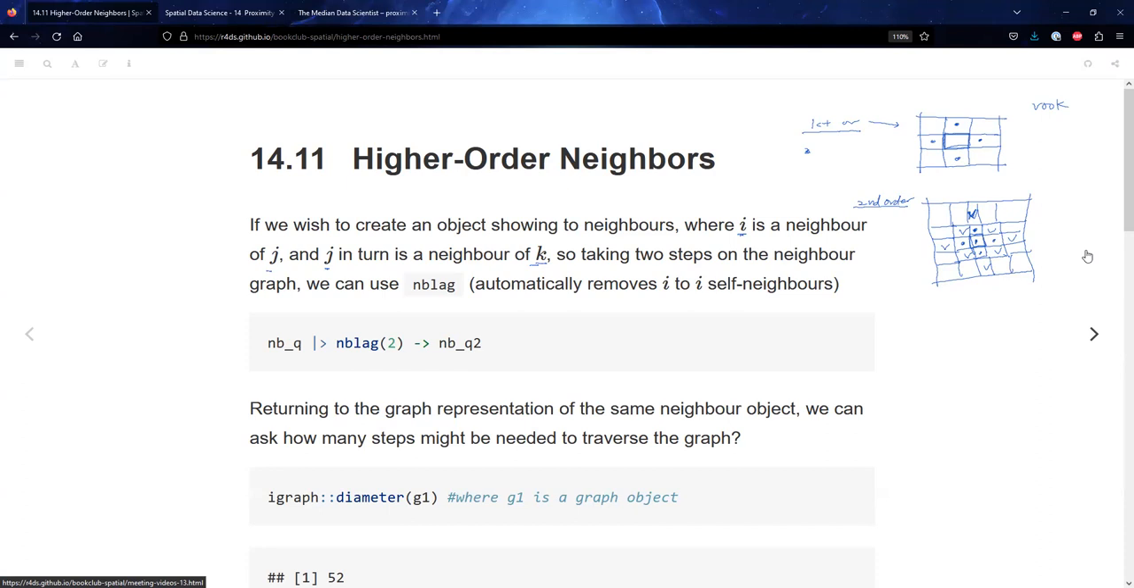It also depends on what kind of neighboring definition we are going to use. In the case of rook, we can have this kind of ordering. But with queen's, maybe the entire set is going to be neighbors. That means all of these polygons are going to be second order neighbors in the case of queen's. So I think that's it.